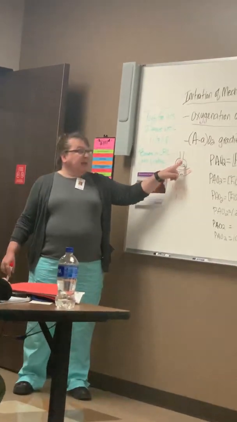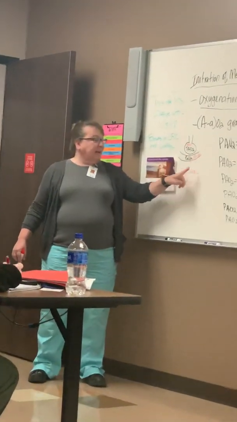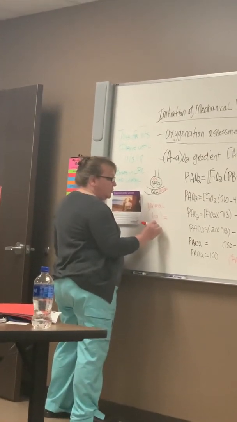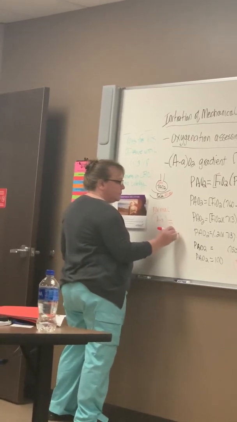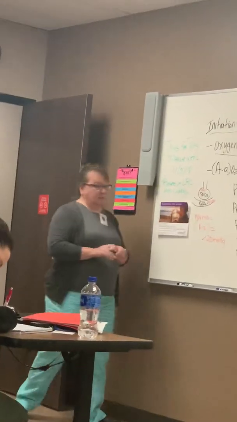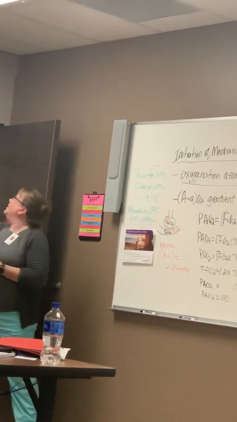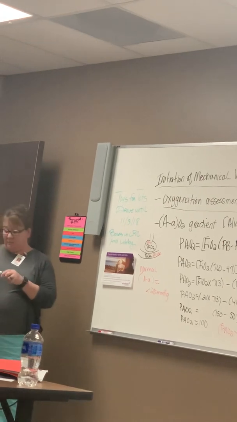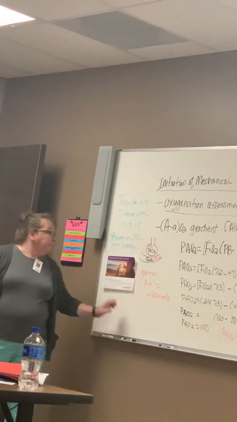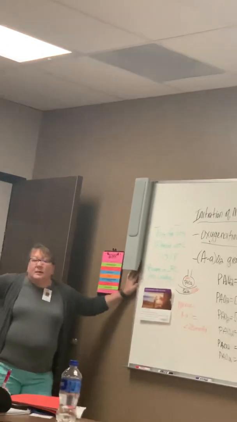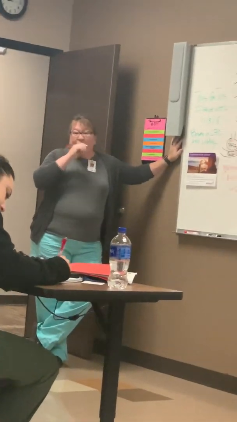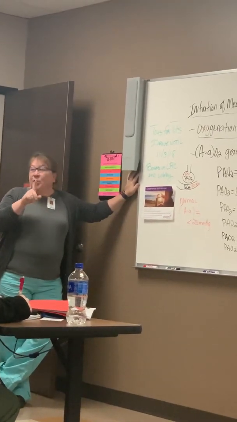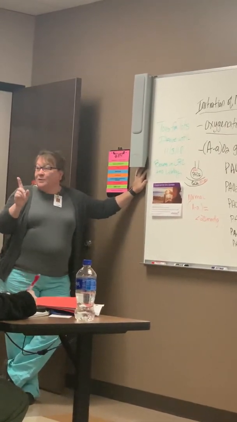Okay, so you're just gonna take whatever the P big A is minus the little a, and that will give you your gradient. For our purposes, the normal AA gradient is less than 25. You'll see some sources that say 5 to 10, which is not wrong. The book is gonna tell you 5 to 10 is normal.